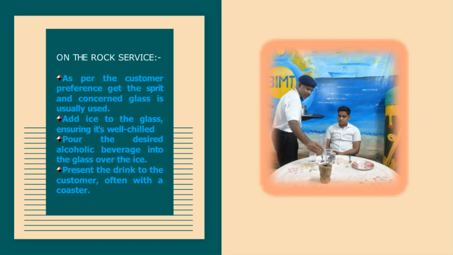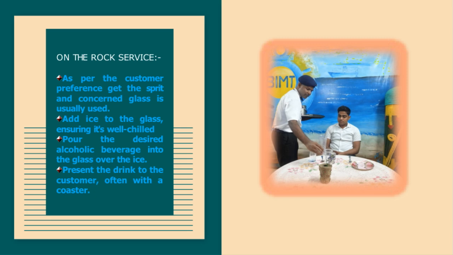Now let's talk about the rock service. As per the customer's preference, we usually select the appropriate spirit and the concerned glass, which is often a rocks glass. The idea is to serve the drink in a way that enhances its flavor and presentation. Next, we add ice to the glass, making sure it's well chilled. This not only keeps the drink cold, but also helps in mellowing the alcohol over time.